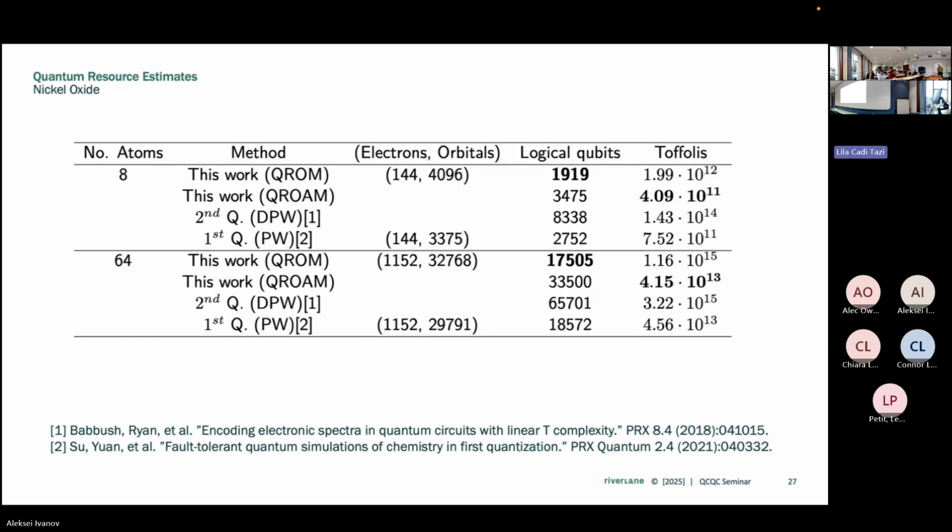And then we also considered a bit more realistic system, nickel oxide, with larger basis sets, for example, and more electrons. And we can also see that in terms of the number of logical qubits, it's slightly lower than previous algorithms. And in terms of Toffoli gates, again only for a small system with 8 atoms, it's less than a factor of 2. But for larger systems, in terms of Toffoli gates, we get similar.